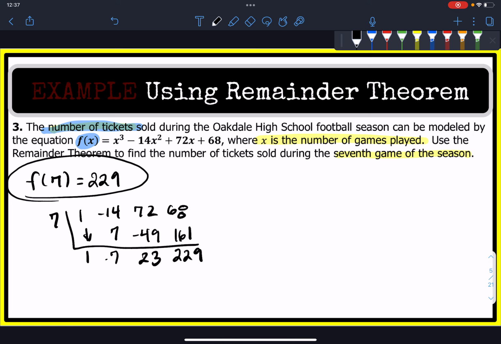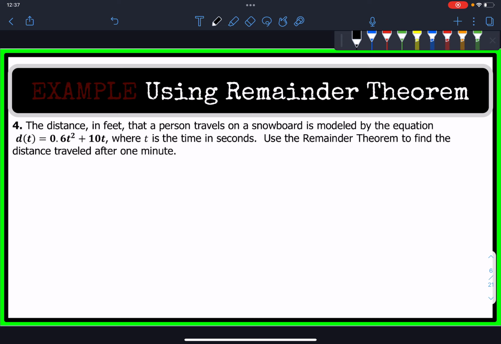One more example like this. On this example, you're going to notice that again, we're looking at identifying t. First of all, let me read it. T is measured in time, and d of t represents the distance in feet of a person traveling on a snowboard. So since we're looking for the distance after 1 minute, we're evaluating d at 60.